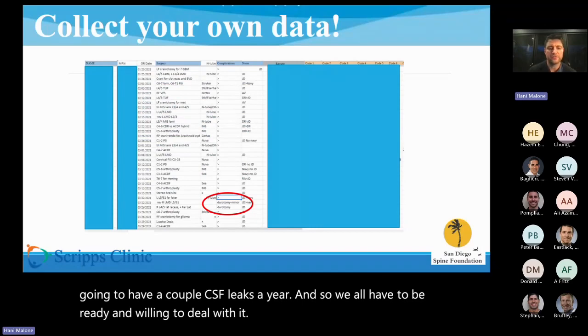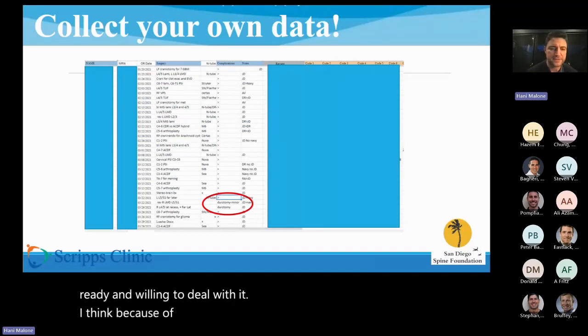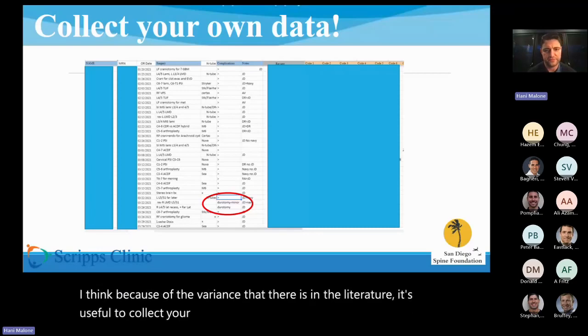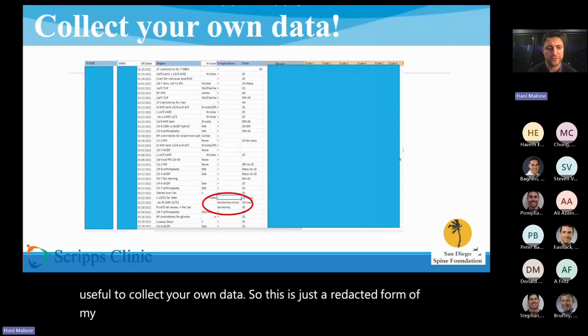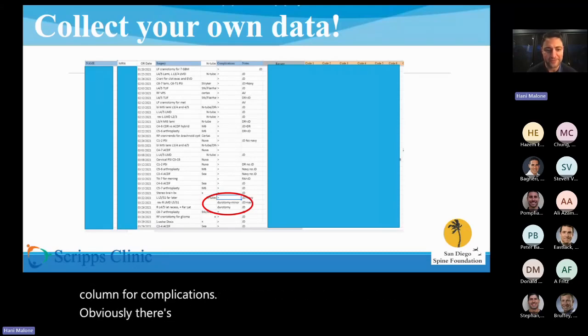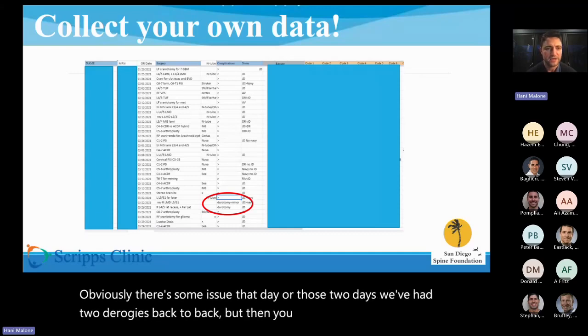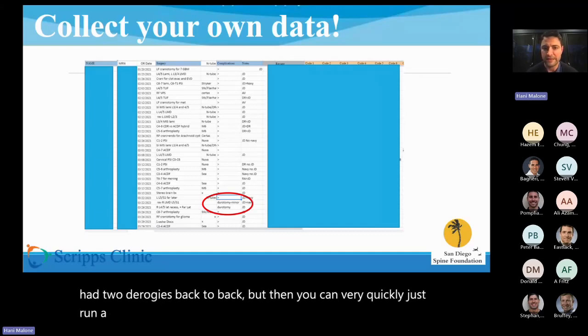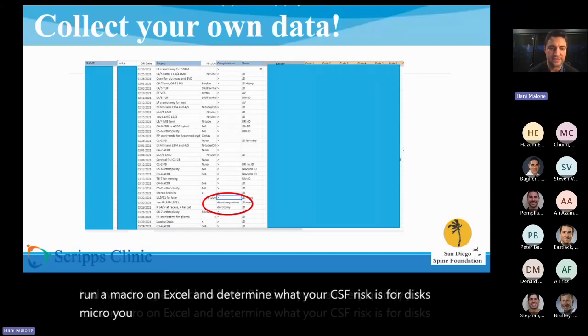I think because of the variance that there is in the literature, it's useful to collect your own data. So this is just a redacted form of my spreadsheet where all my surgeries go, and I have a column for complications. Obviously, there's some issue that day or those 2 days because I had two durotomies back to back, but then you can very quickly just run a macro on Excel and determine what your CSF risk is for discs, revision discs, stenosis.